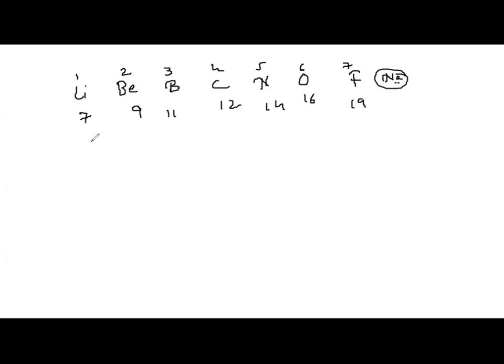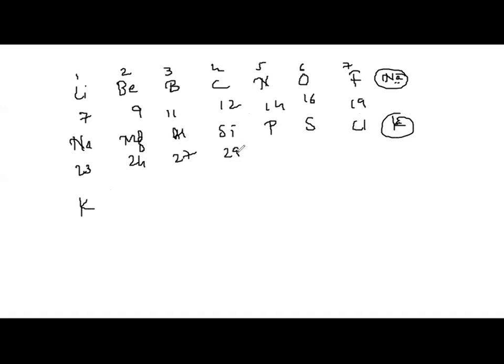Therefore, he wrote sodium below lithium. So he wrote lithium here, sodium here. So atomic number 23. Again, he went on writing magnesium, aluminium, silicon, phosphorus, sulfur, chlorine. Then when he was supposed to write potassium, he got to know that potassium was having similar properties here. So you can see here the atomic masses are in the increasing order.